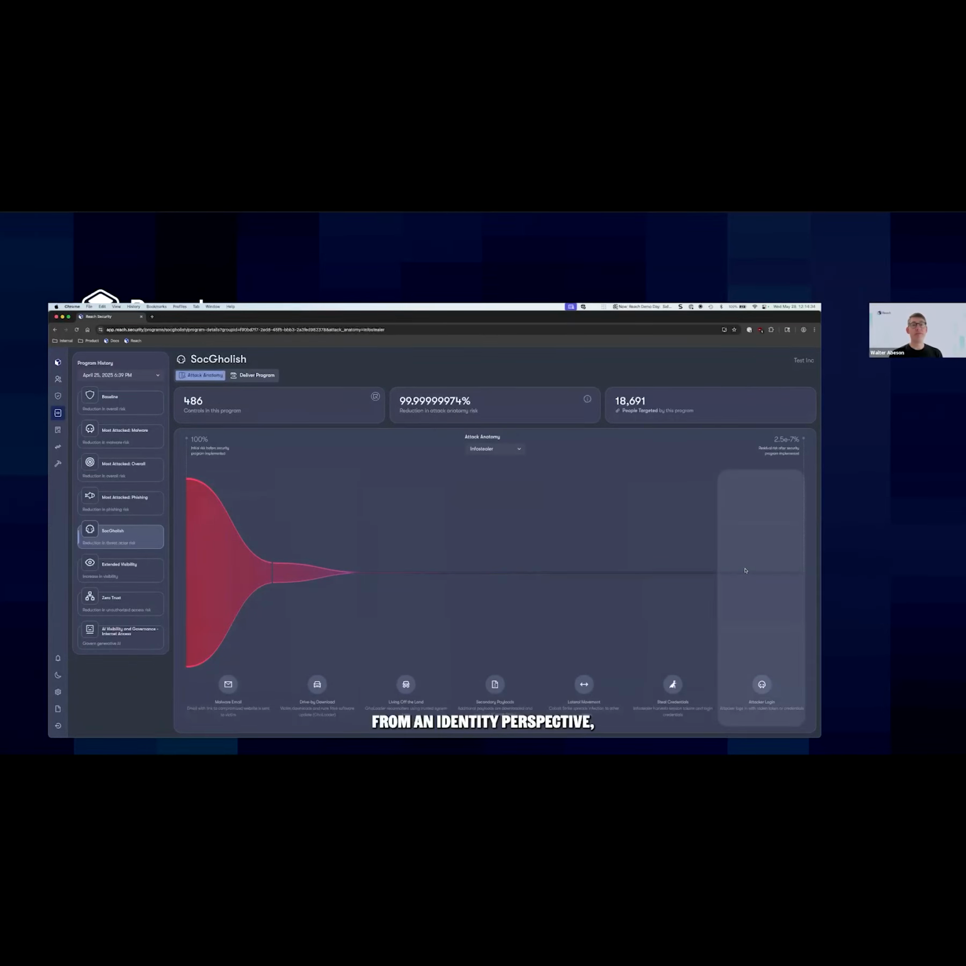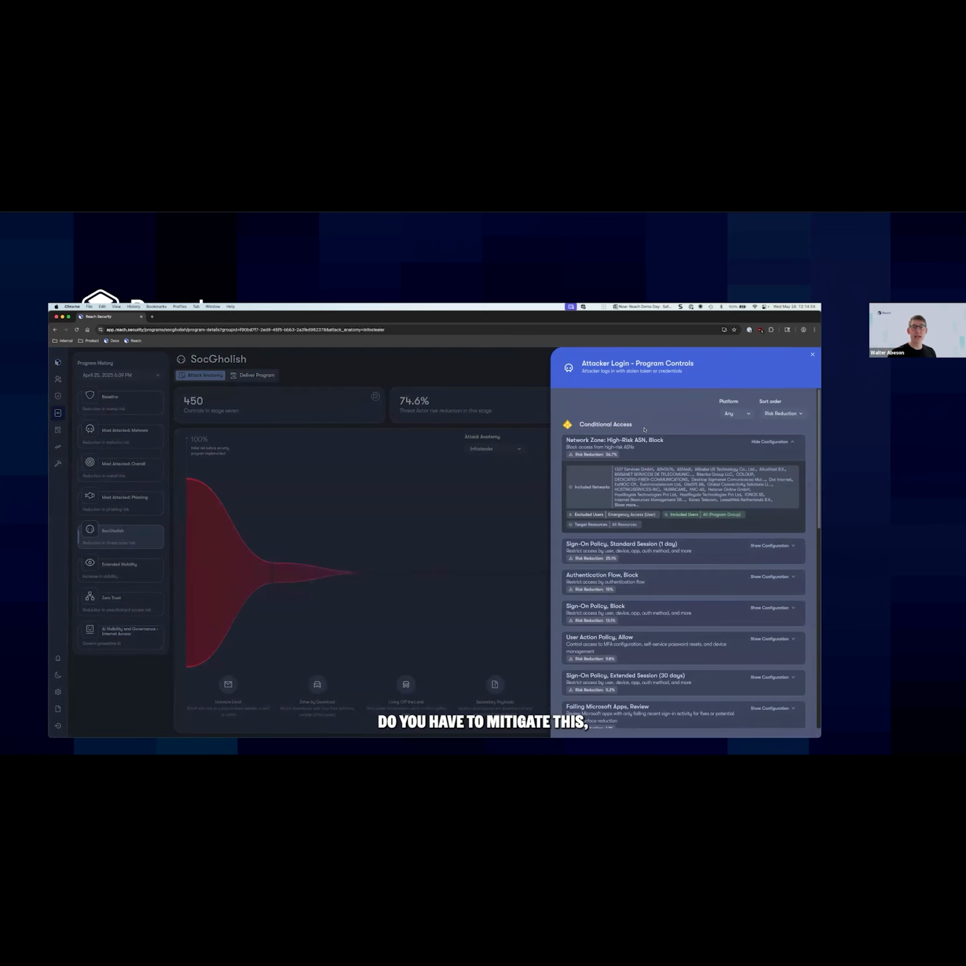From an identity perspective, let's take a look at the worst case scenario. So all your defensive tooling at these previous stages of the attack have failed, or the attacker has been able to kind of weave their way through them. And now you have a compromised identity that the attacker is able to leverage. What controls do you have available to mitigate this, using your existing tooling, that can reduce risk at this level of the attack?